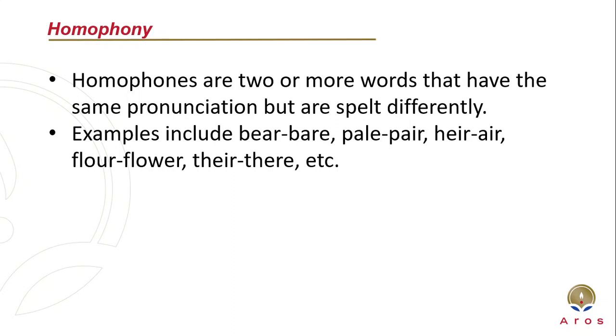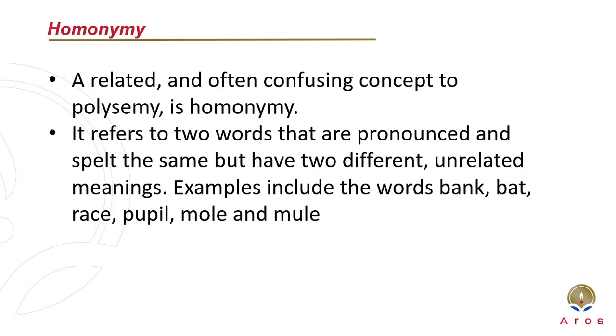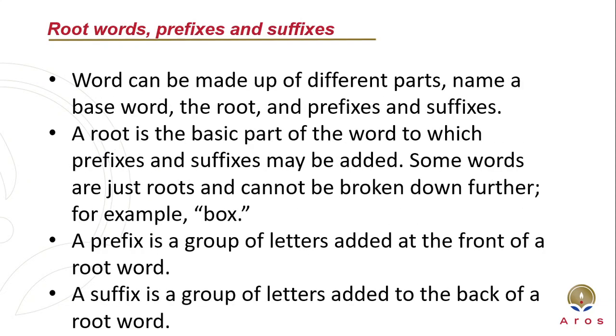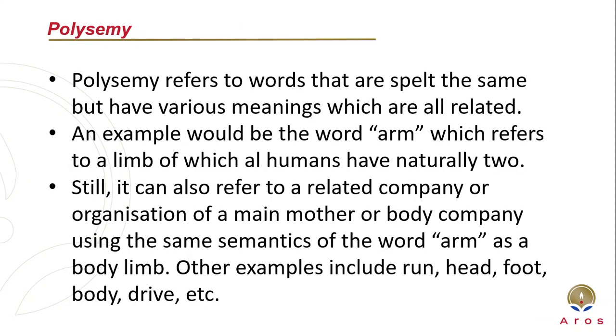Those are all homophones. So homonyms are words that are pronounced and spelled the same way, but they have two different meanings. Homophones are words that sound the same, but they are spelled differently and obviously have different meanings. And then polysemy are words that, or one word that has more than one use, but with the same semantic meaning in terms of what it refers to.